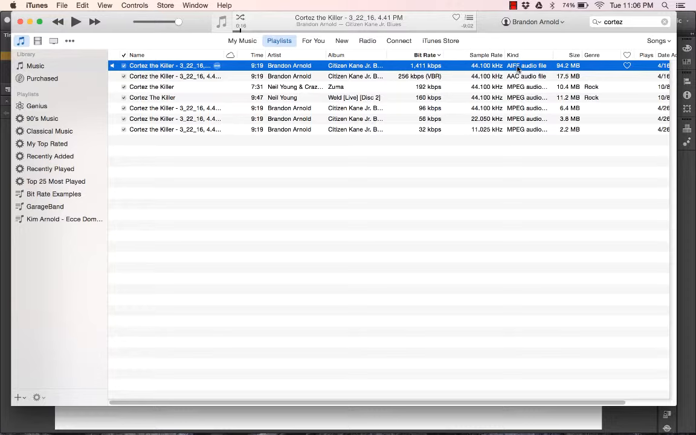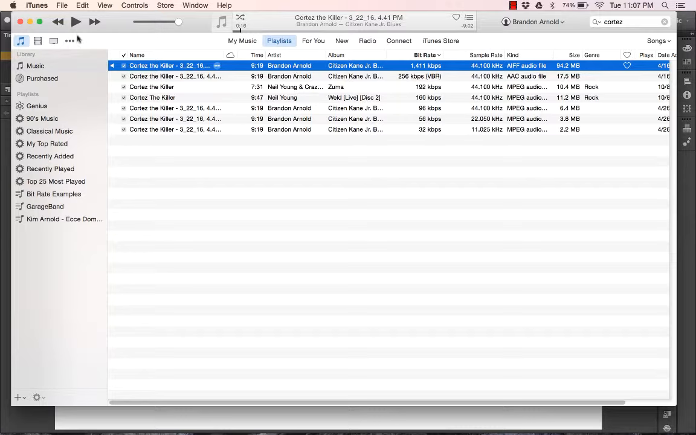This is an AIF file. That means it is not compressed. It's just the raw audio. See, it's a pretty big size for an audio file, 94 megabytes. Sample rate, 44.1. And then bit rate. This is tied into the sample rate. We'll get into what that means.